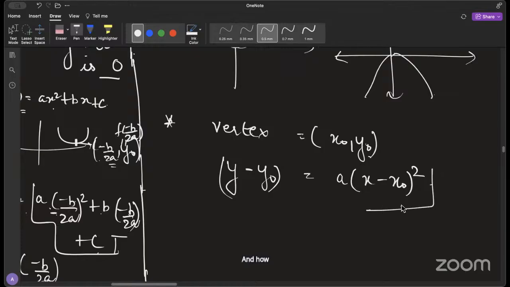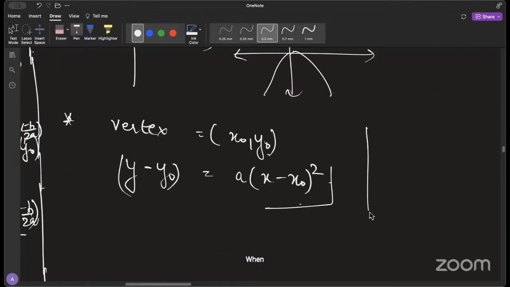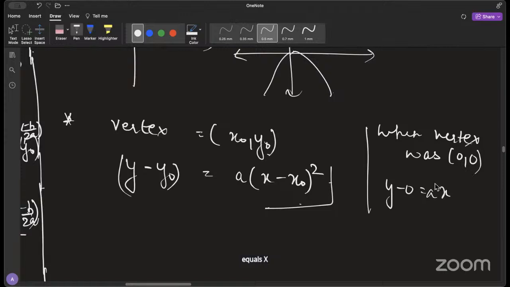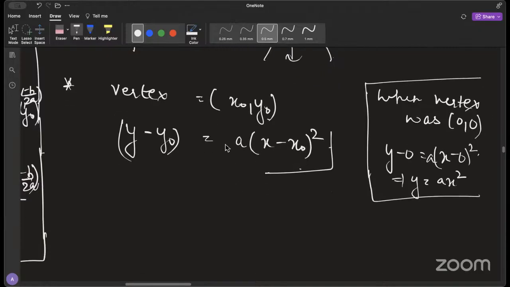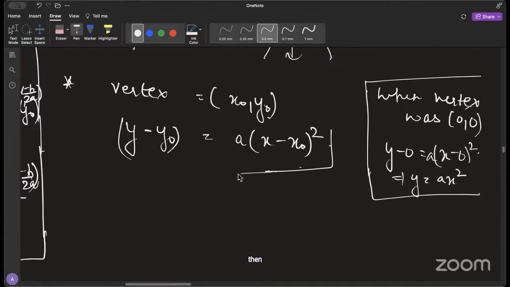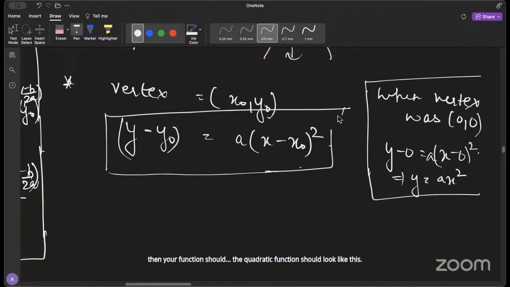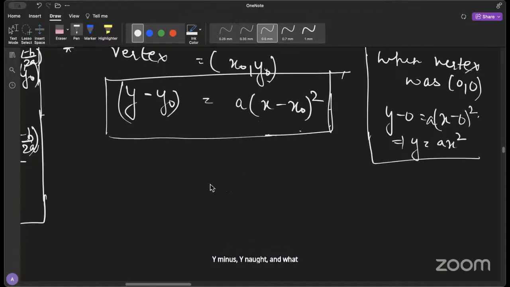And how can you remember this? When the vertex was 0, 0, you had y minus 0 equals a times (x minus 0) squared, right? Which is y equals ax squared. Now, if you have x naught, y naught, then the quadratic function should look like this: y minus y naught.